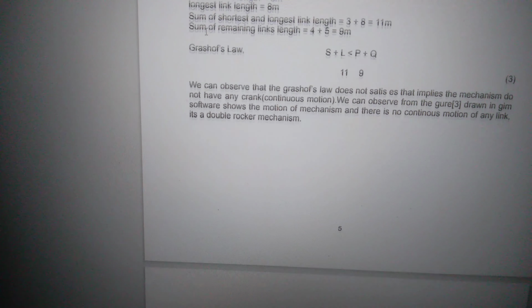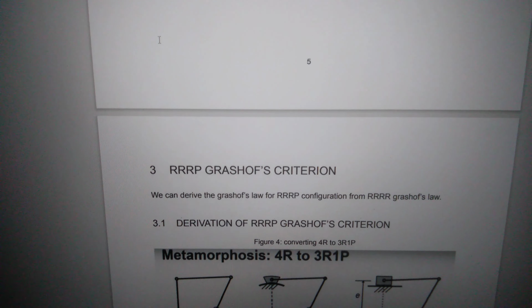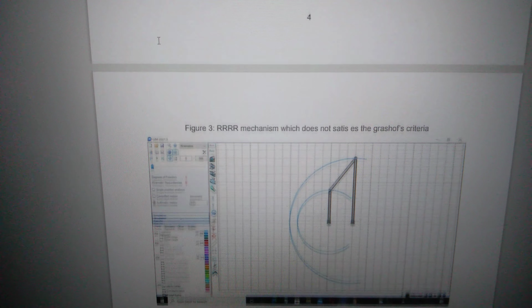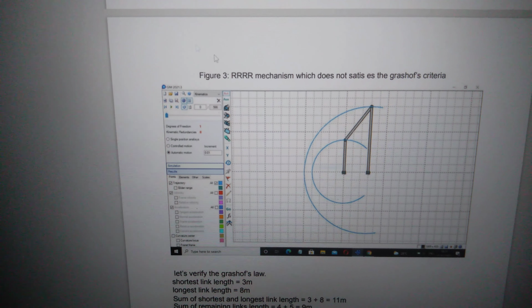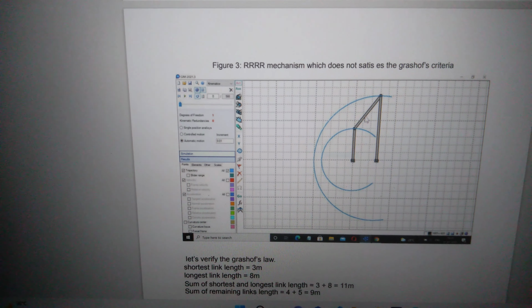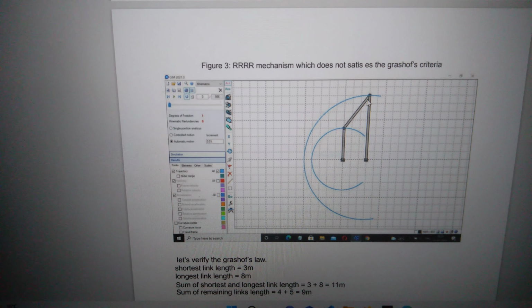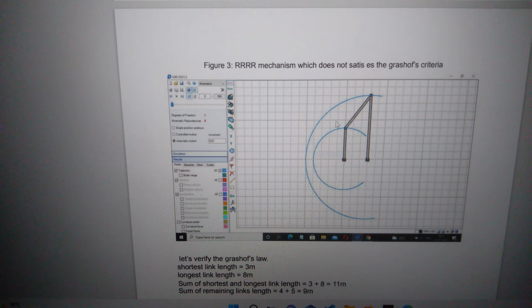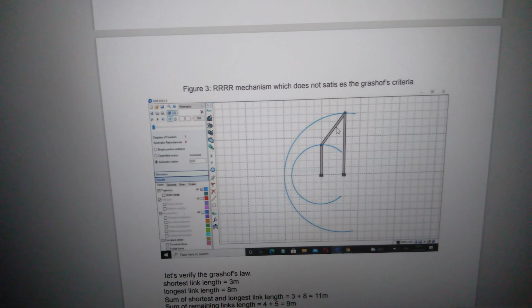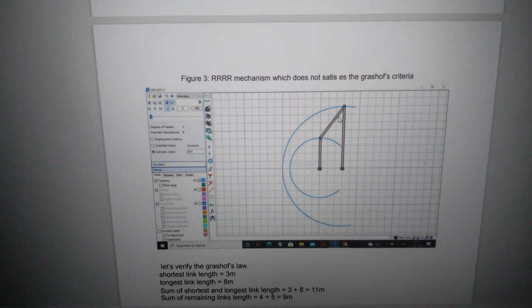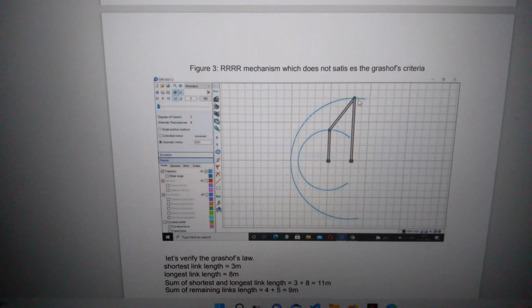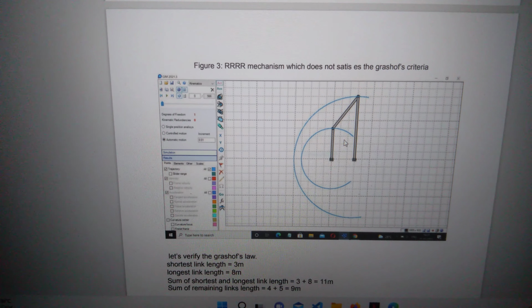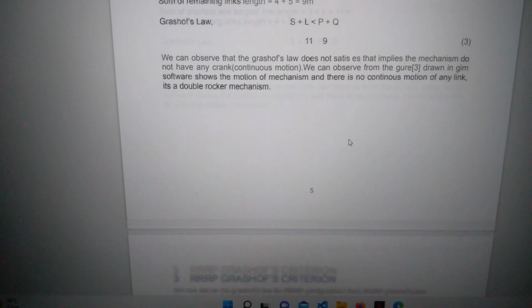Now, sir, this verification is done in the GIM software. This whole thing comes as a video, sir. It will be rotating in the GIM software itself. I was a bit confused on whether to do that or not, so I just did this trajectory and showed it to you, sir.